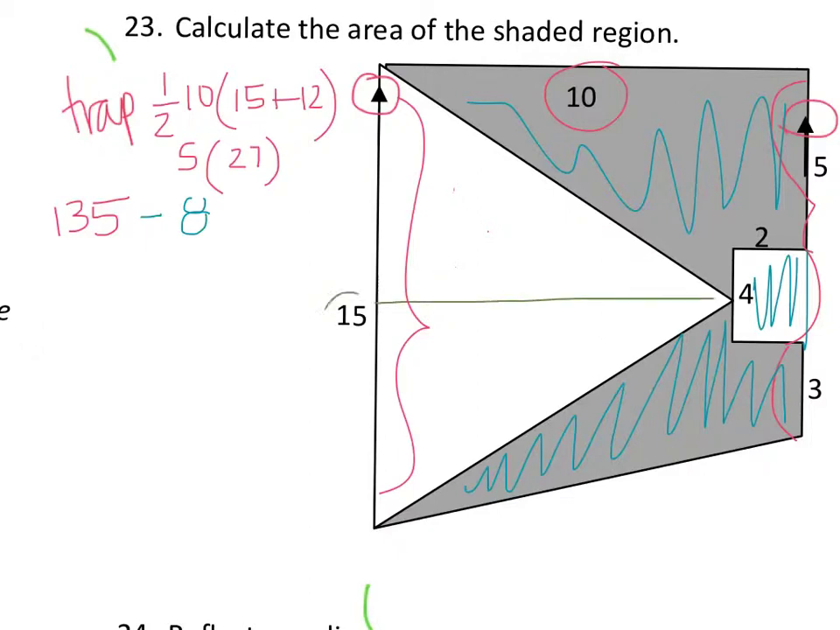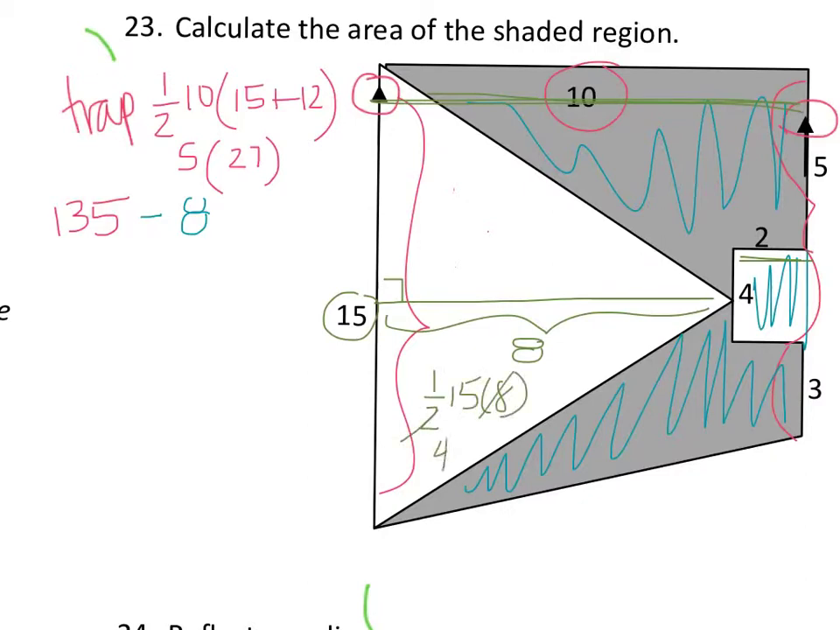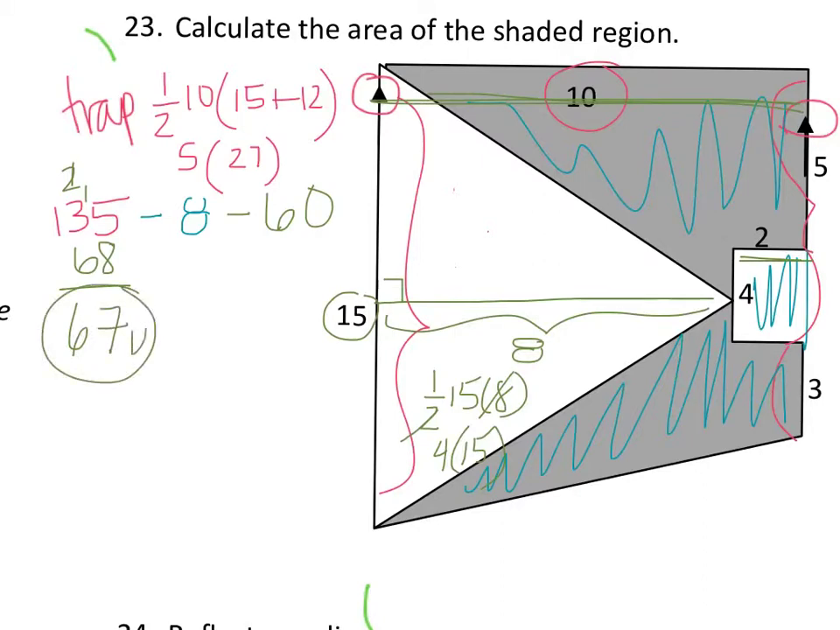I have the base already. I really just need the height. And this height is equal to 10, the whole thing, minus 2. So that's equal to 8. So this triangle is 1/2 of 15 times 8. So 4 times 15 is 60. So as long as I subtract all of that, we're good to go. And I get 67 for the area of that shape.